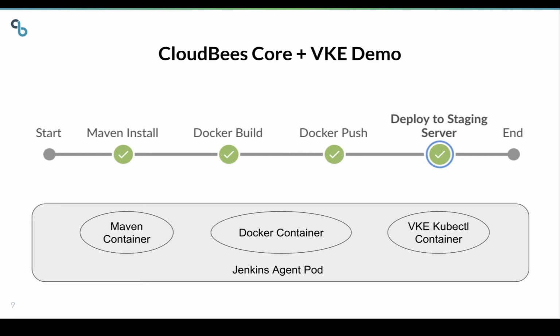So what CloudBees Core does, it deploys a Jenkins agent pod that contains 3 containers that will handle all these tasks. We have a Maven container that will do the Maven build install, a Docker container that will do the Docker build and push, and a special VKE kubectl container that will handle the deployment to the staging server. So let's see this in action.